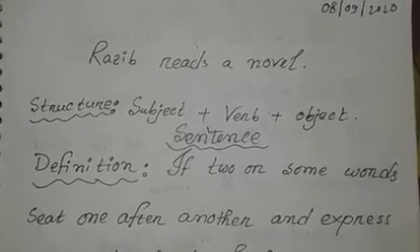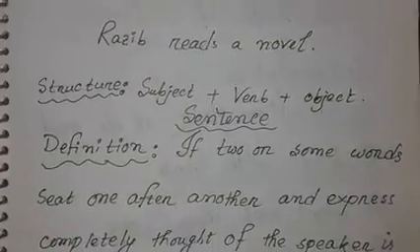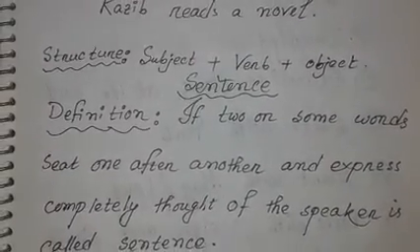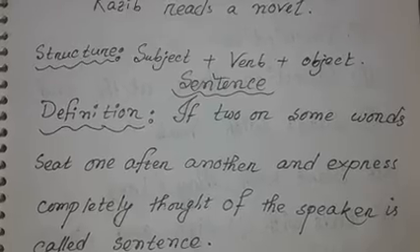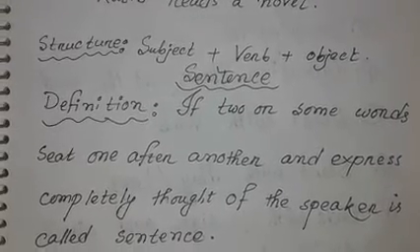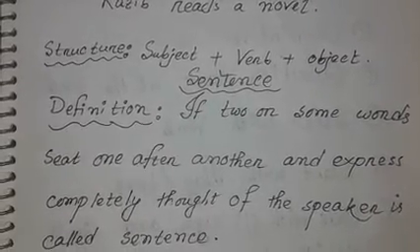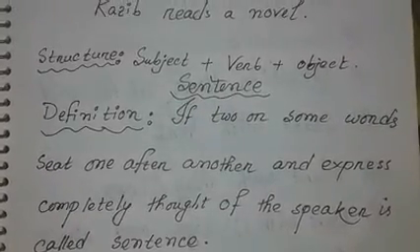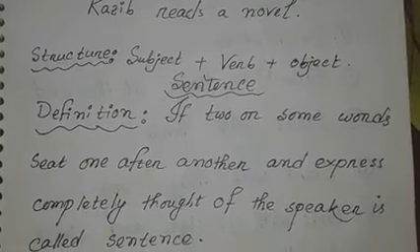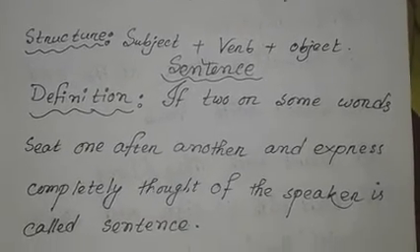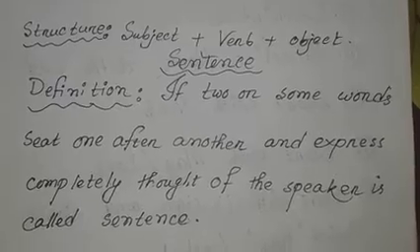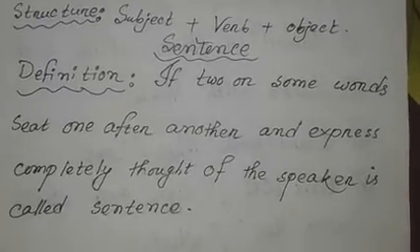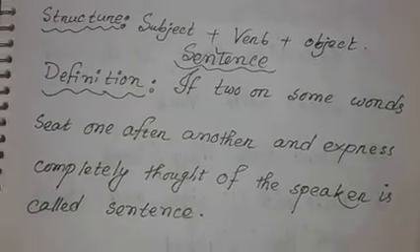So our today's topic is sentence. Do you know what a sentence is? I am telling you the definition. The definition of sentence is: if two or some words sit one after another and express the complete thought of the speaker, it is called a sentence. Again, if two or some words sit one after another and express the complete thought of the speaker, it is called a sentence.